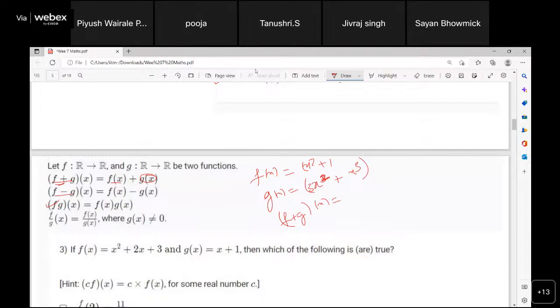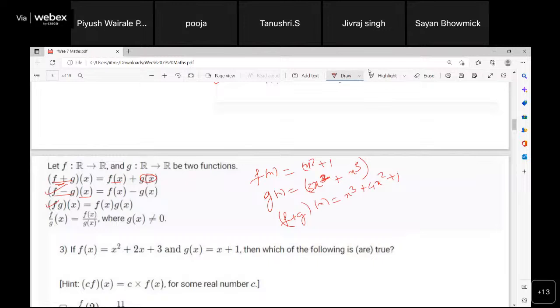So we need to add the coefficients of the terms having the same degree. Here x cube is not there in one, but we can assume 0 into x cube. So that is x cube, now 3 plus 1, that is 4x square, and plus 1. So this is simple. In the same way we can do subtraction also, like f minus g of x. Multiplication, I hope everyone knows.